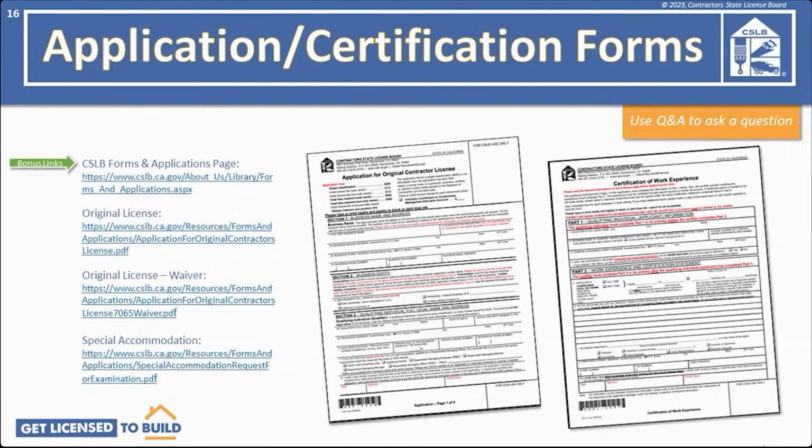When you're ready to apply for a license, here are the 2 forms you will need. On the left is the license application. On the right is the certification of work experience. You can get these forms on the CSLB website. There's a bonus link on the left side of the page, so be sure to download this presentation. We will give you a closer look at the different sections of these forms a little later.